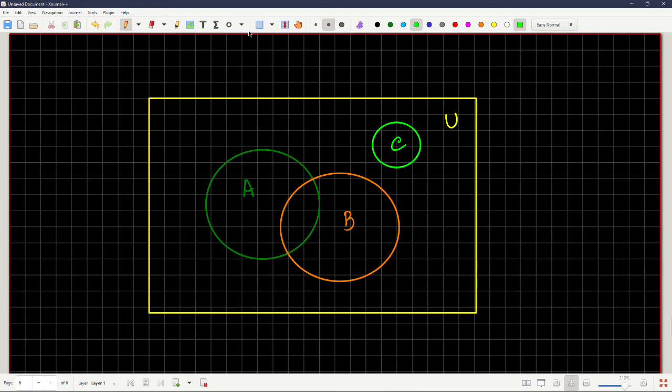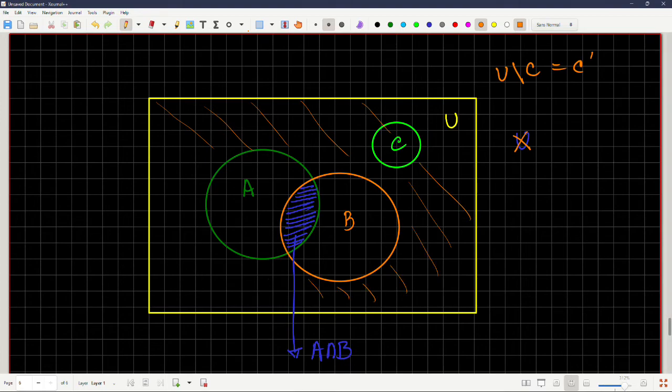Even though this is not a pretty good color on a dark background, it will have to do for now. This region is just A intersection B. This is C, as you can tell. If you want to denote a region that is given by U difference C, or C prime, the complement of C, then this will be this whole area. It will also consume A and B too.